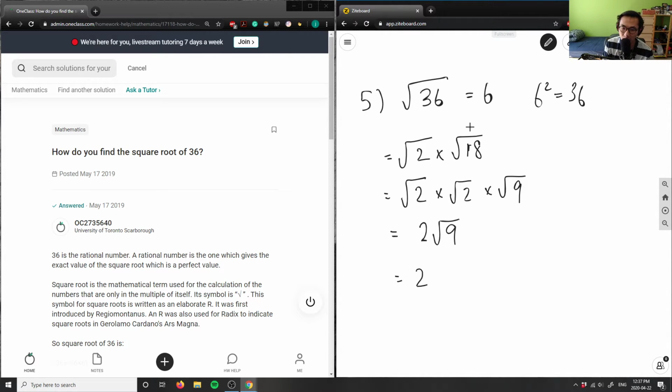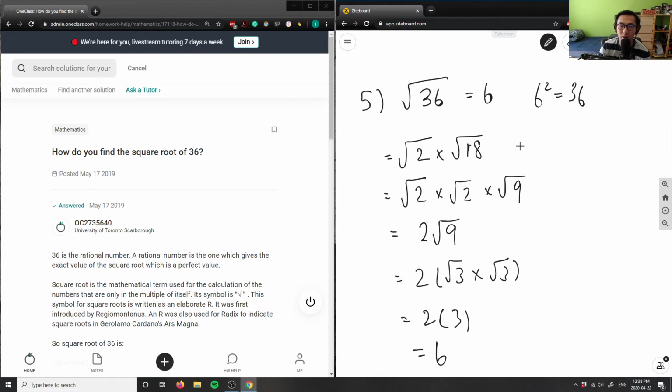And then root 9, it's divisible by 3, right? So I have root 3 times root 9 here. Again, 9 divided by 3 is 3, so root 3 times root 3. Root 3 times root 3 obviously simplifies to 3. So 2 times 3 equals 6. So this here is a complex way of solving root 36.